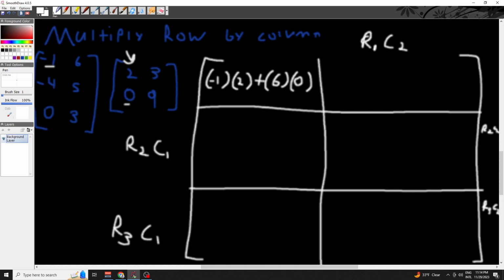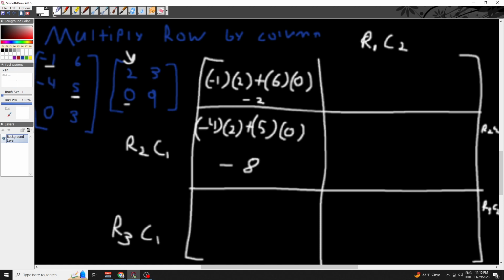We're going to borrow the first number from row 2 in the first matrix, negative 4. Multiply it by the column 1 first number, which is 2. We're going to add that to the second number of row 2, which is 5, times the second number of column 1, which is 0. And then I think I can actually just add the results here now. This is going to equal negative 2. This is going to equal negative 8.